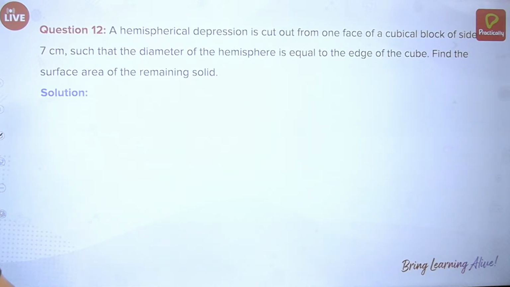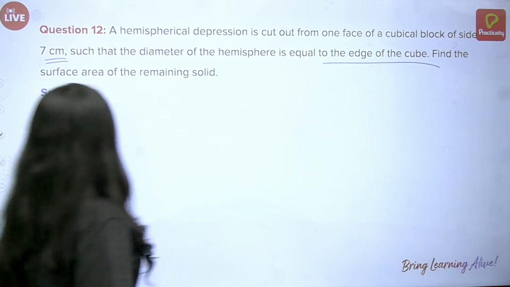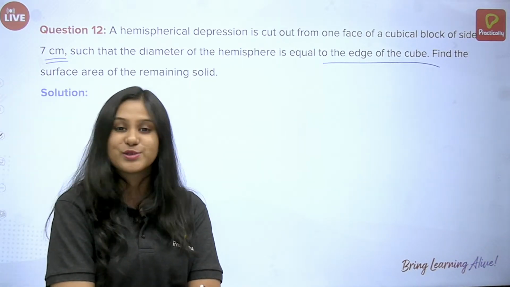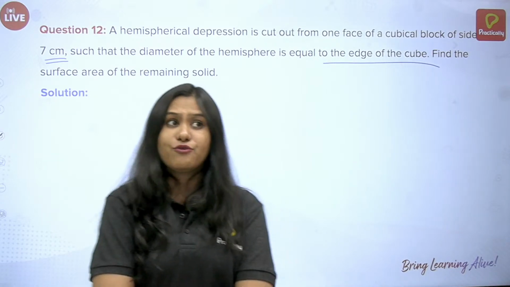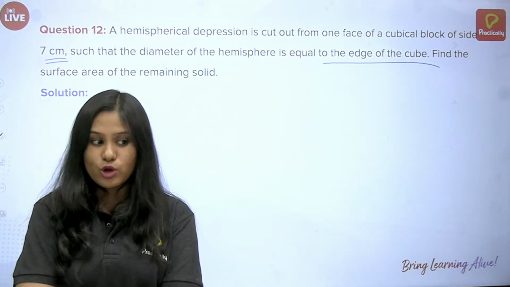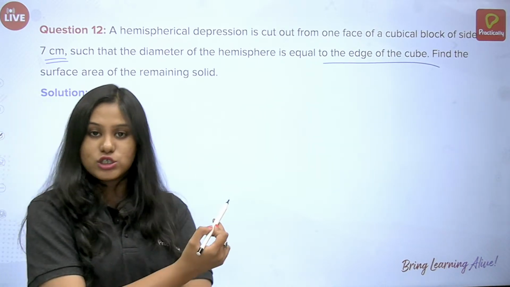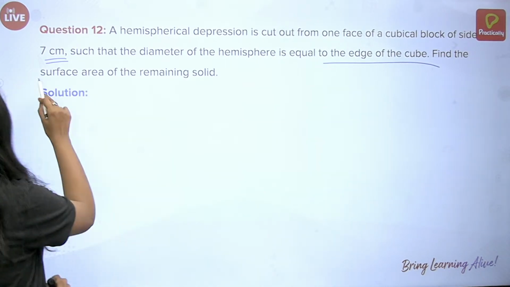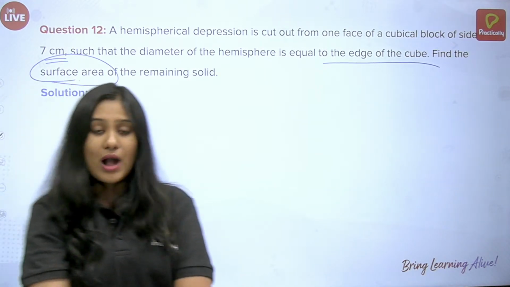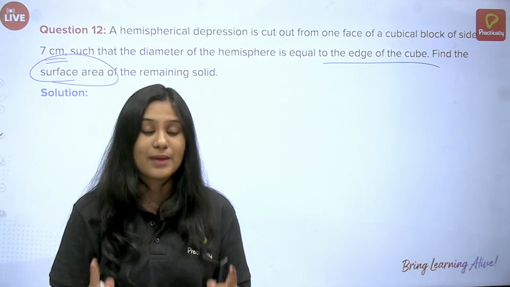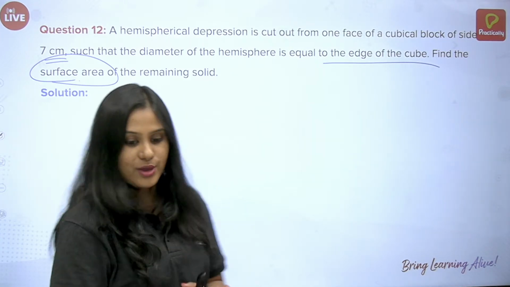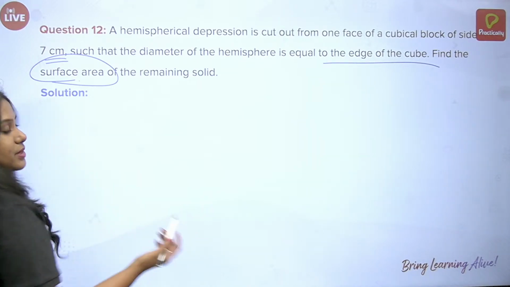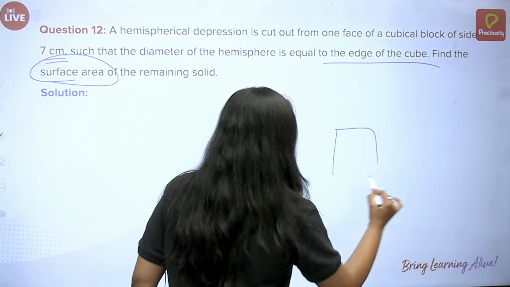A hemispherical depression is cut out from one face of a cubical block of side 7 centimeters such that the diameter of the hemisphere is equal to the edge of the cube. Find the surface area of the remaining solid. So, if you have gone through my 5 most important questions of surface area and volume, you would definitely find a similar question. So, come on, do it and tell me what is the surface area of the remaining solid. I will also start doing it, but do type in the comments your answer immediately after you get it, okay? Right. So first let me draw the diagram. There is a cubical box.